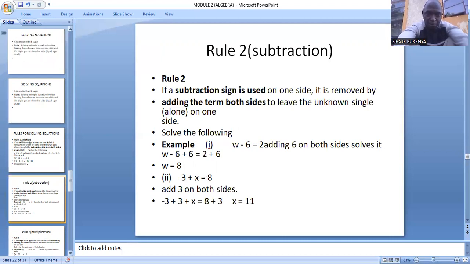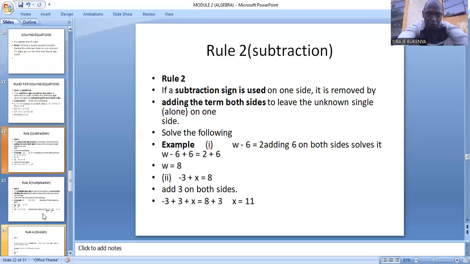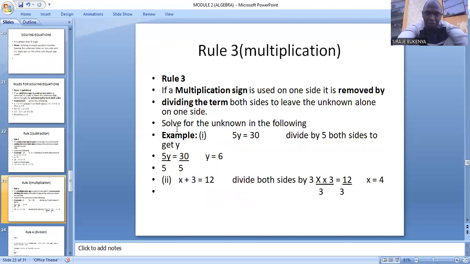And rule 3, if it is multiplication, that means you're going to get the opposite of multiplication, which is division. Somebody says 5y is equal to 30. In order to get to y, you have to divide by 5 both sides. That means it's the opposite. And that is how you get the answer. If it is 3x is equal to 12, that means you divide by 3 both sides and you get the answer.